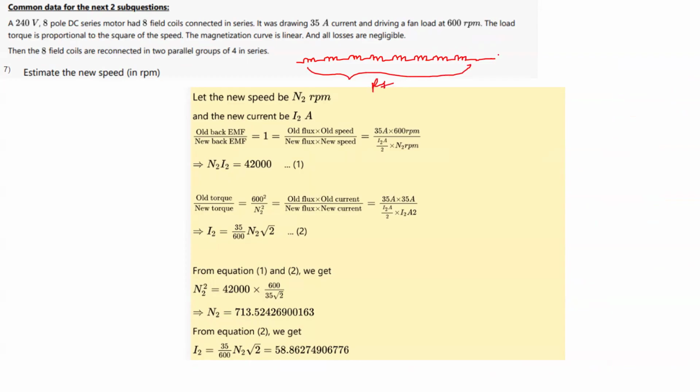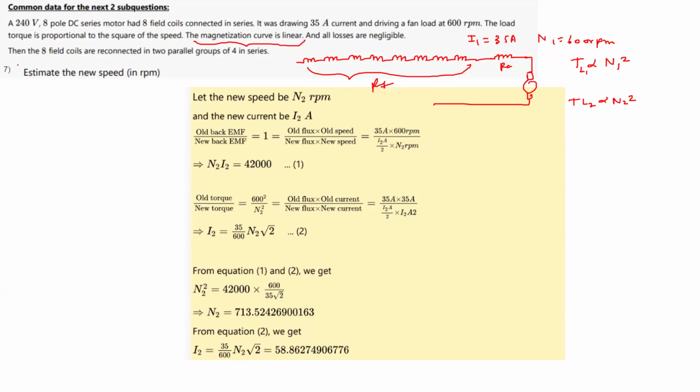And then there is an armature winding. So first of all, they are connected in series. So in the first case, it is connected in series. Now they are saying that it is driving a fan. In the first case, it was drawing 35 ampere and the speed N1 was 600 RPM. Now they are saying that the load torque is proportional to speed square. So load torque 1 will be proportional to N1 square, and in the second case it will be proportional to N2 square. Now they are saying the magnetization curve is linear.